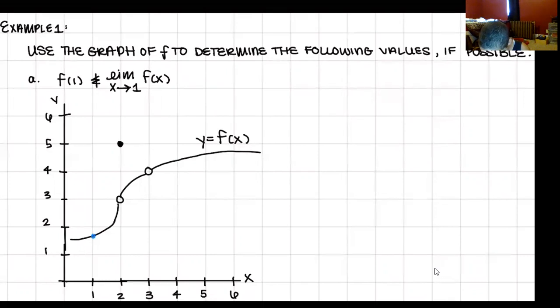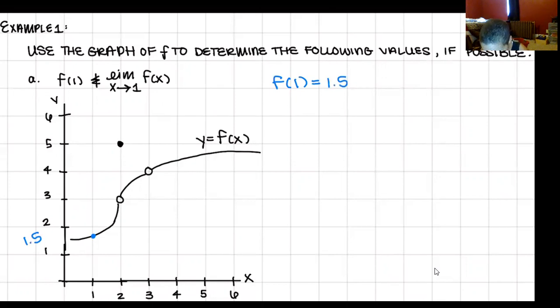F evaluated at 1 exists, and it's right there. And we can say that that's about 1.5. So I'll write down that f of 1, or f evaluated at 1, is equal to 1.5. Now the limit is something different entirely.